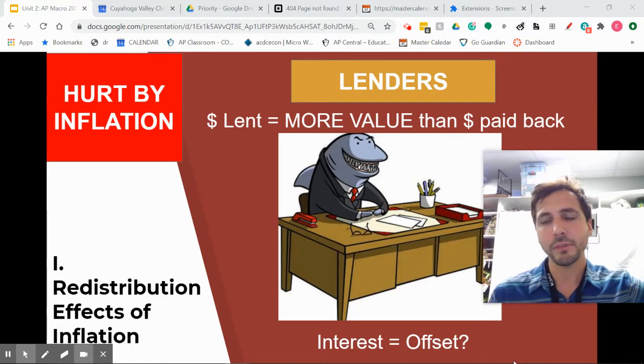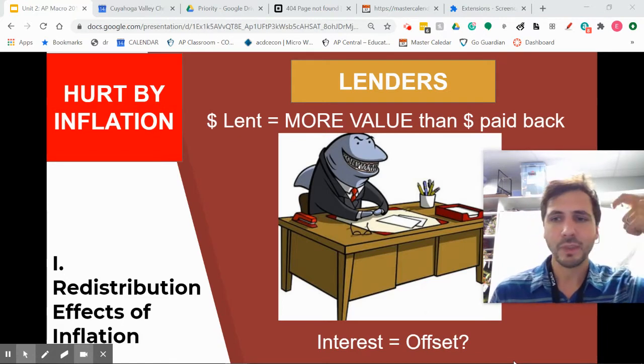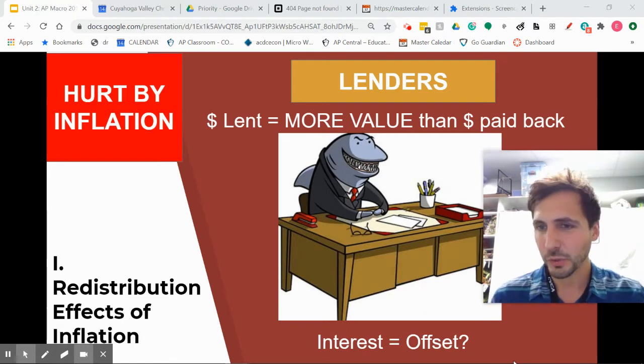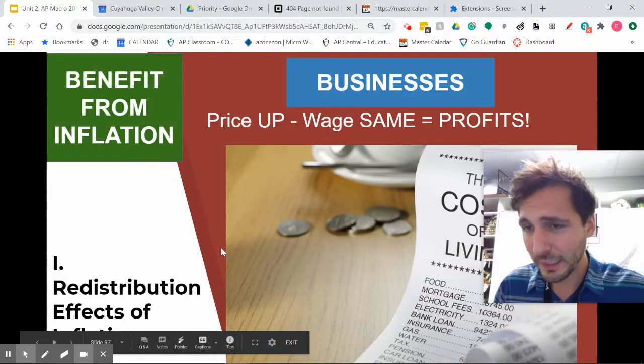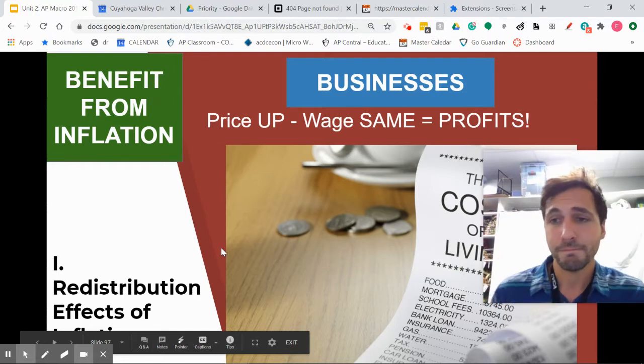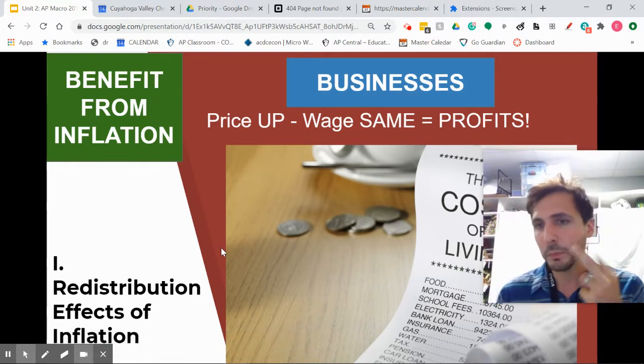So those that are hurt by inflation, thistle. Fixed income, savers, lenders. Thistle. It's ridiculous, but it'll help you remember it. Fixed income, savers, lenders. Who benefits? Well, there are two benefactors, beneficiaries.